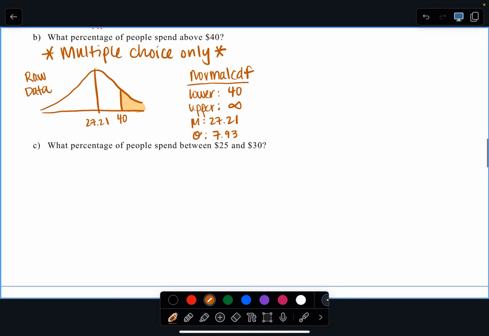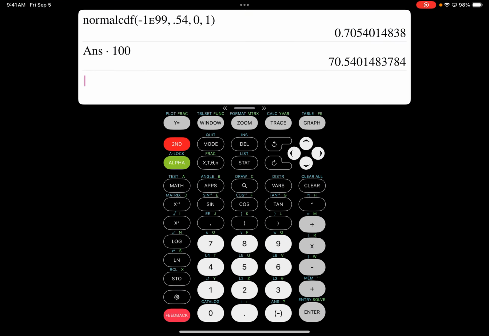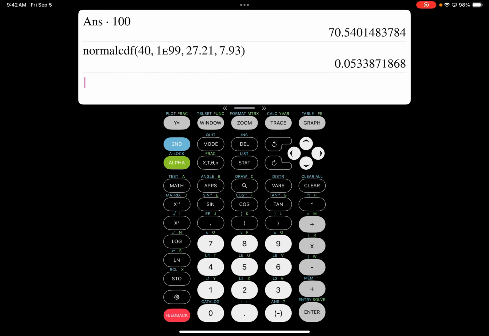So I'm going to go to my calculator. I'm going to go to second VARS. I'm going to go to normal CDF. And this time my lower is 40. My upper is 1E99. So second, comma, 99. And then the mean is 27.21. And the standard deviation is 7.93. And so we should get a probability of 5.34.